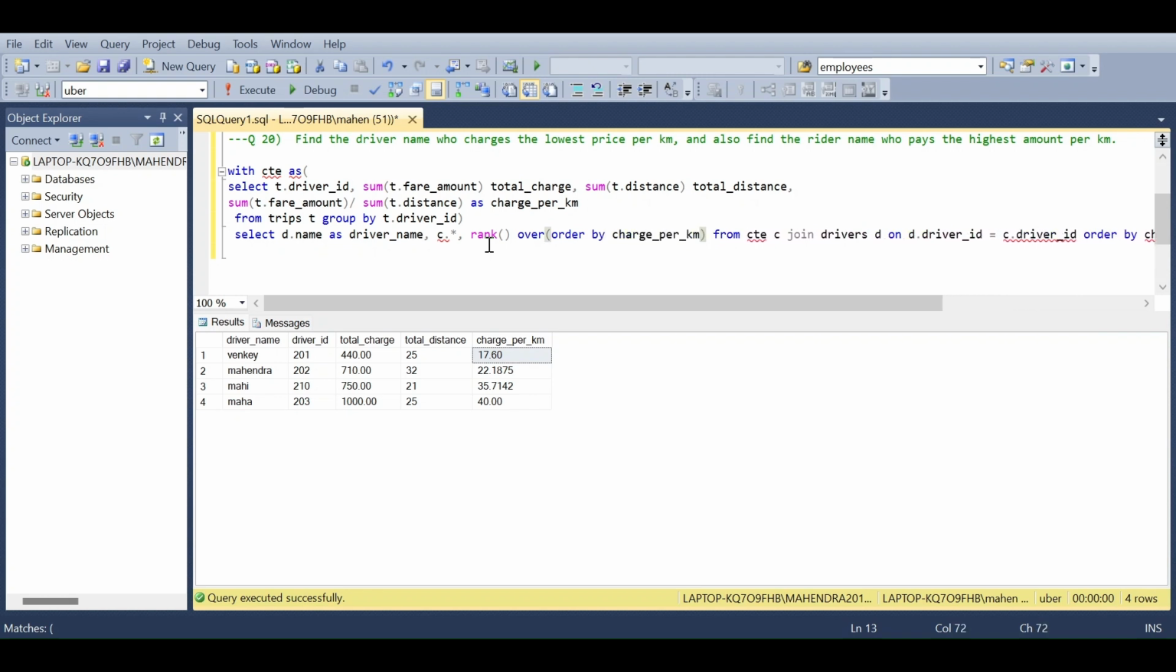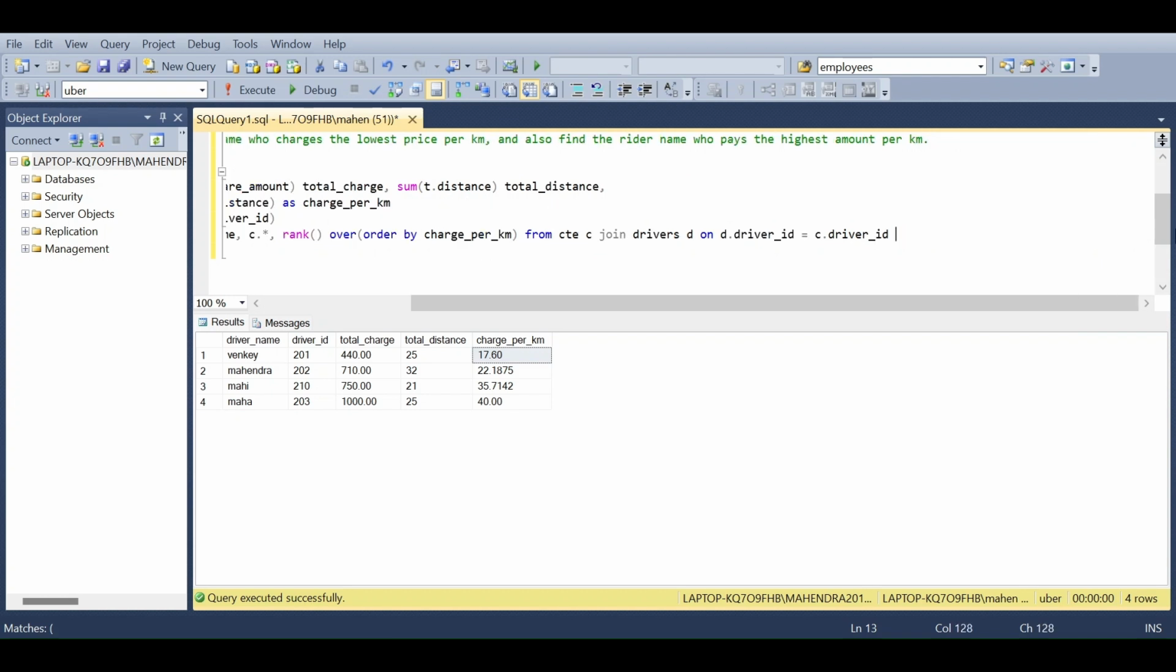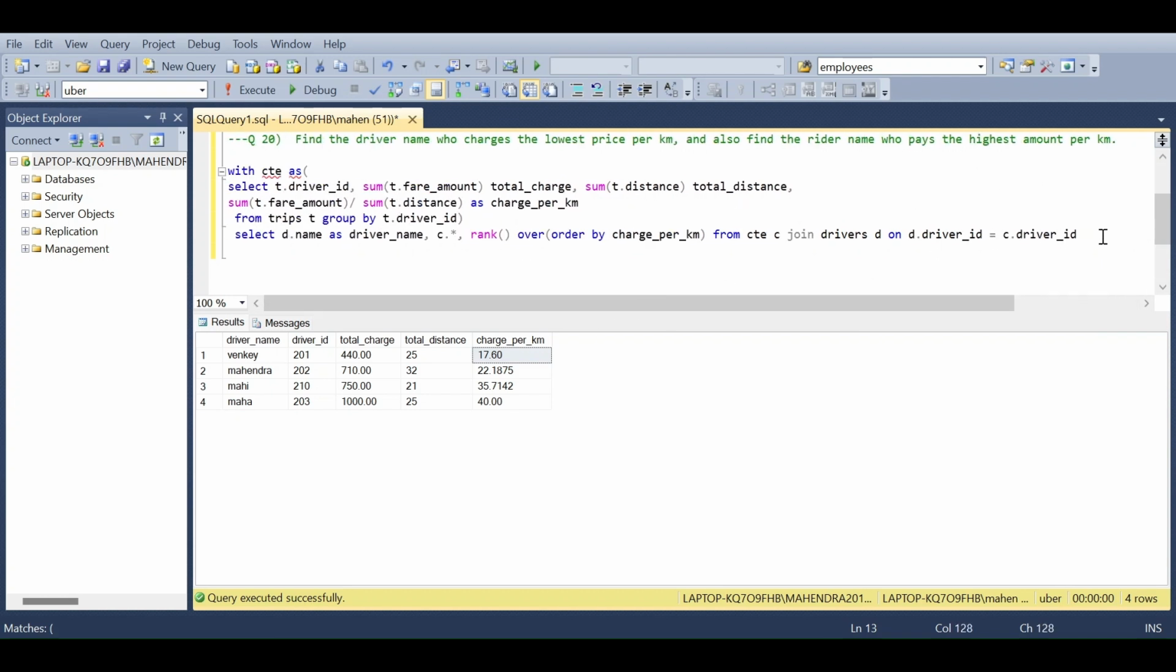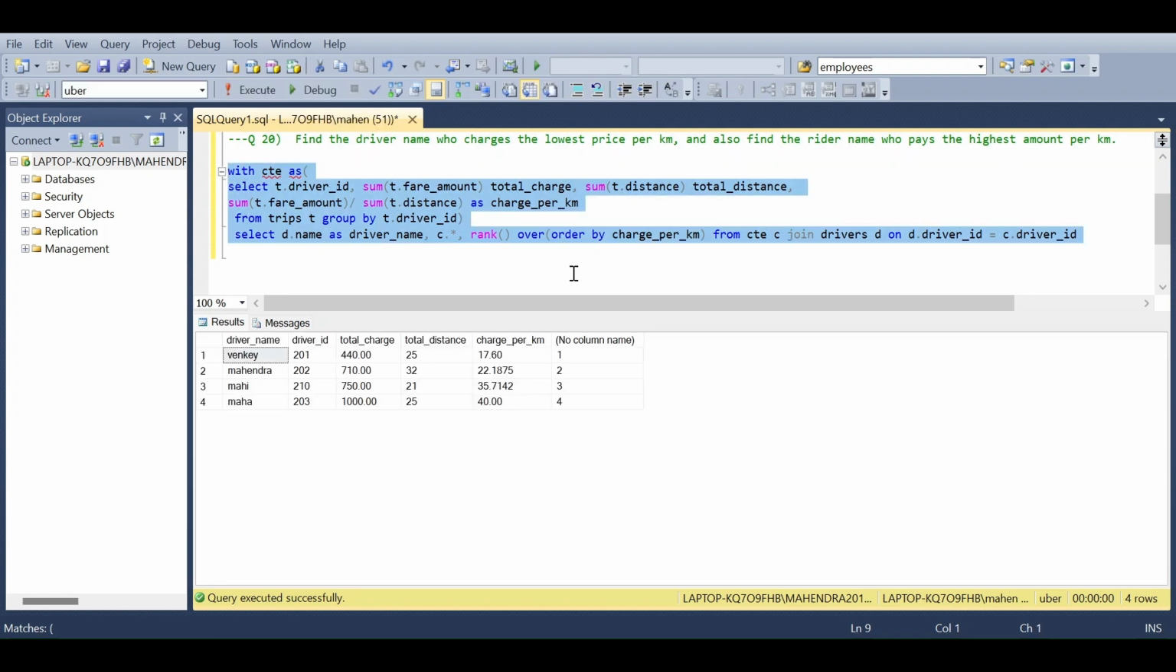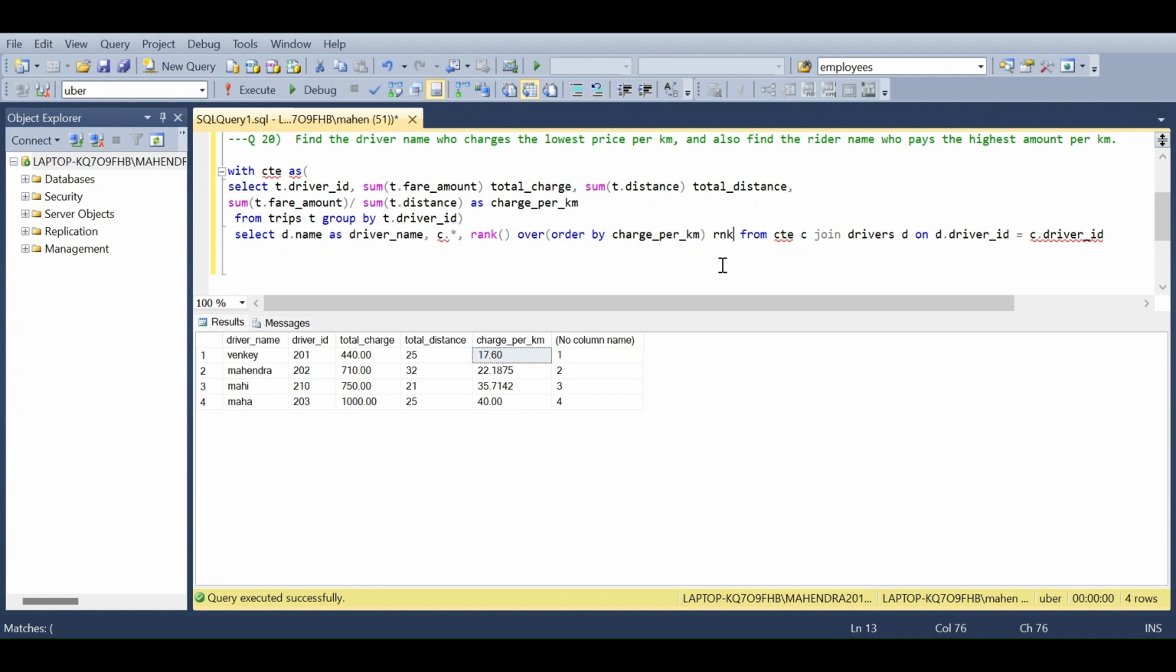Okay, now I should avoid this one, right? Now if we execute this one, you can see here we are getting first one, this first represents the lowest one, the lowest driver name who charges the lowest amount per each kilometer. Okay, now we will assign this rank as rnk. Now if I execute this one, you can see here rnk, right?